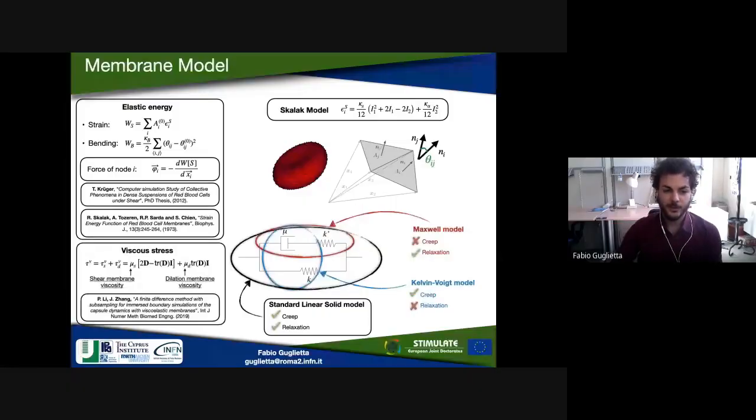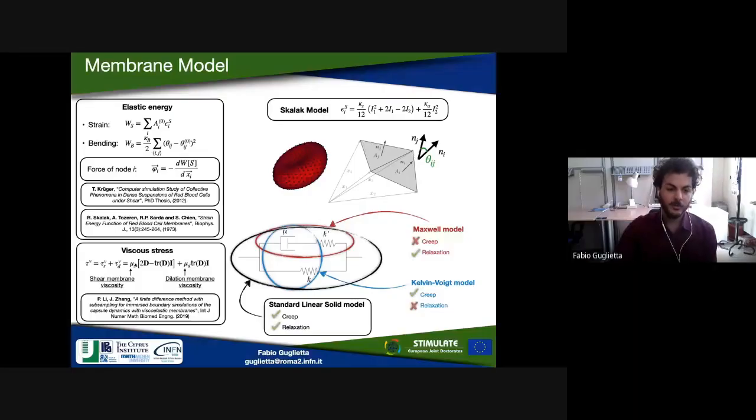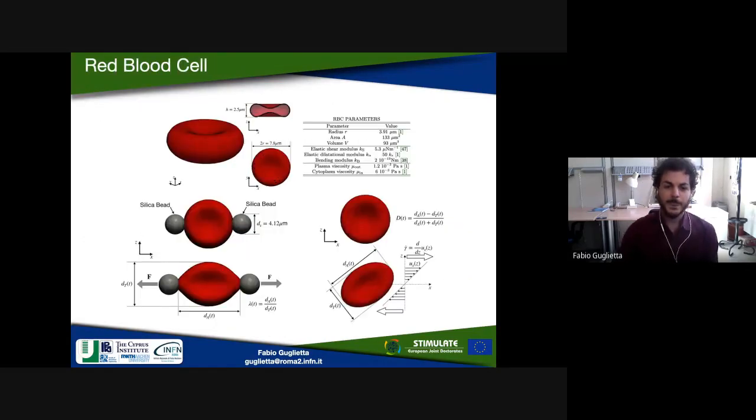So in our code, we compute the viscous stress. And from the viscous stress, we can compute again the force on the node. In particular, in our simulation, we use the shear membrane viscosity and the dilation membrane viscosity with the same values. So this is our friend, the red cell, the 3D triangular mesh. Here you can see some characteristic dimensions and also the moduli that we used. But I want to focus on these two figures on the bottom.